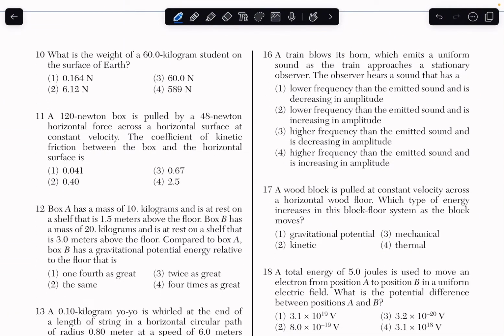Number 10. What is the weight of a 60-kilogram student on the surface of Earth? So, to find weight, you just multiply mass and gravity, so you're going to do 60 kilograms times 9.81 meters per second squared, and you're going to get 589 newtons.